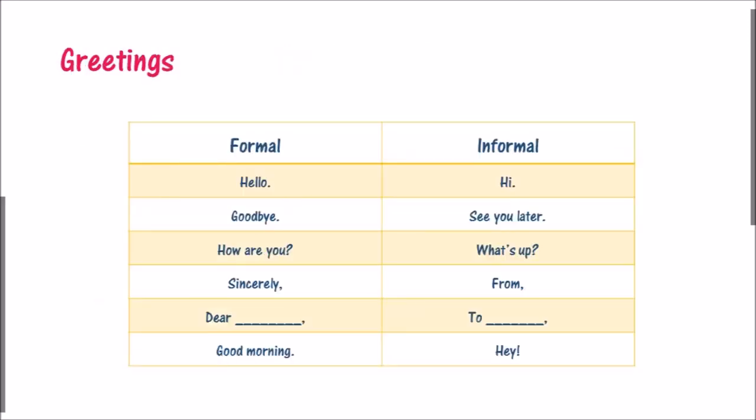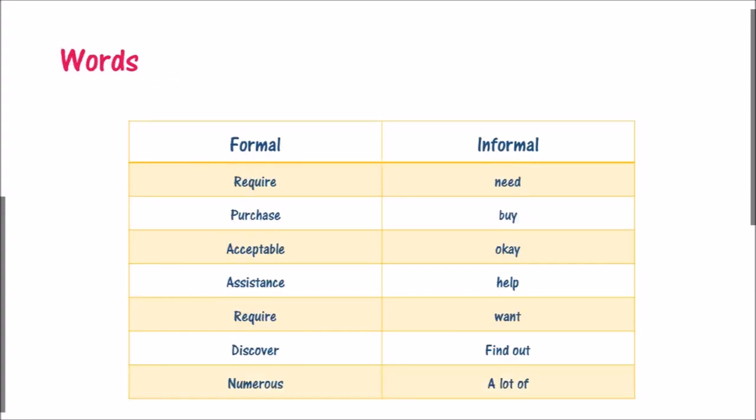Here we can take the example of greetings that we use in our day to day life. There are several informal greetings that we use, like hi, see you later, what's up. Whereas in a formal situation we have to make sure that the word usage is correct. So we use hello, goodbye, how are you, or sincerely, good morning, and so on. Word selection is very important in a formal situation, and we have to be very cautious while using words in formal or informal situations.